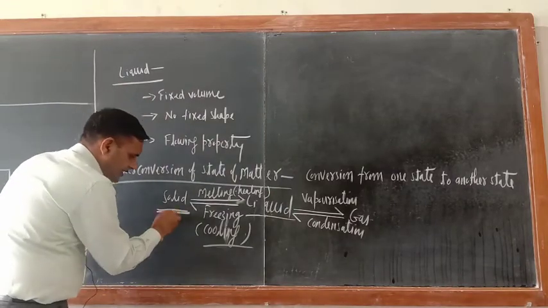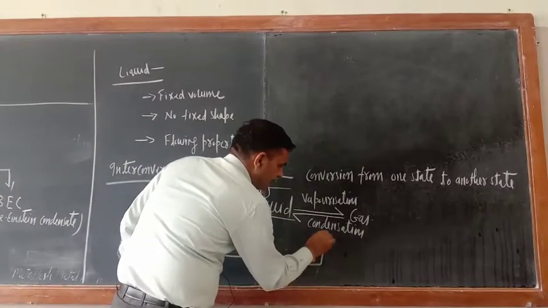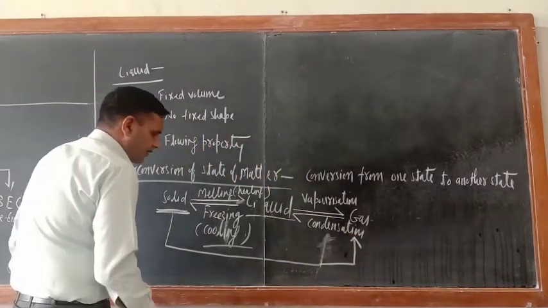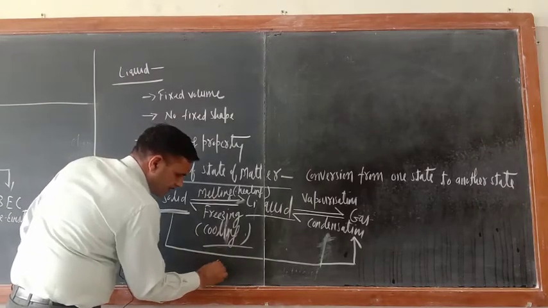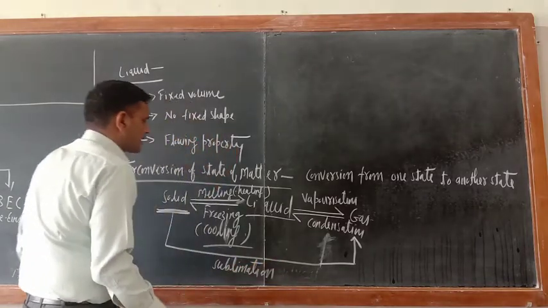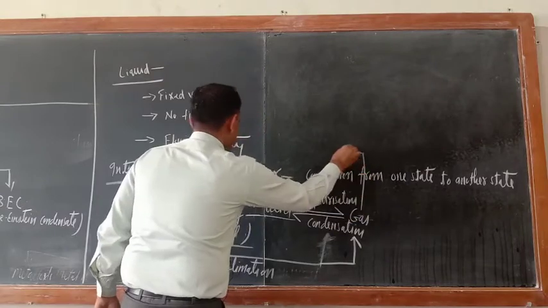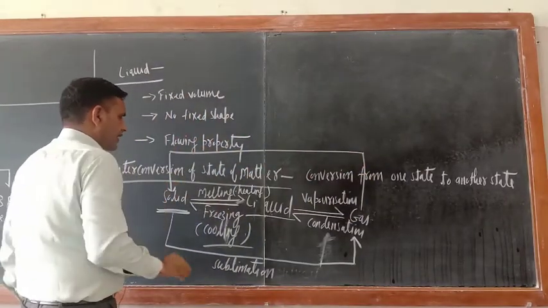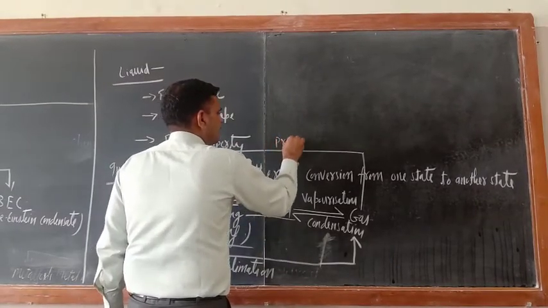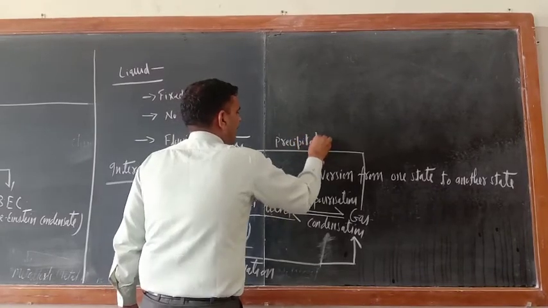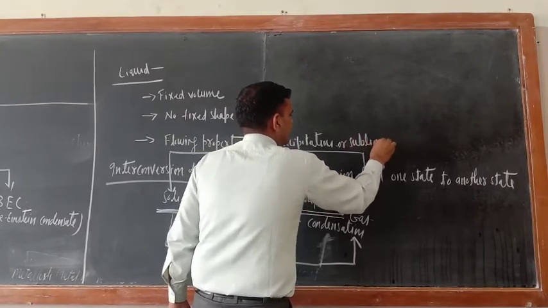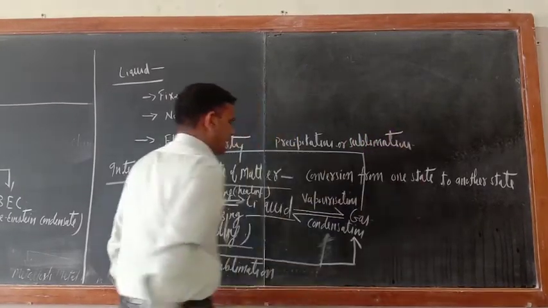Similarly, there is one process when solid is directly getting converted into gaseous state. What is the name of this process? This process is known as sublimation. Similarly, when gas is getting converted directly into solid state, the name of this process is also sublimation, or you can say deposition. Both are the same thing, sublimation.